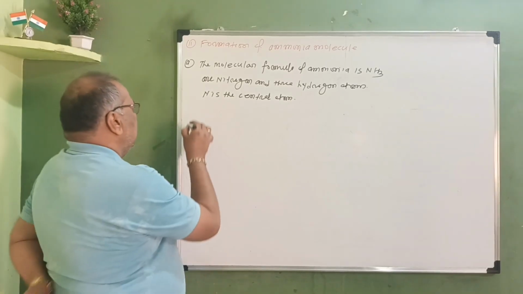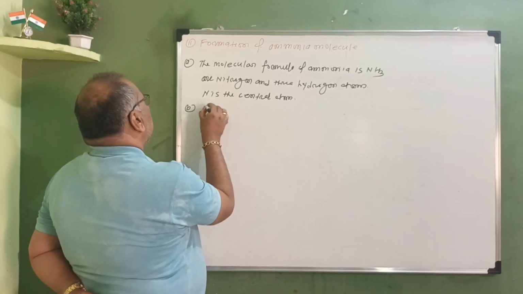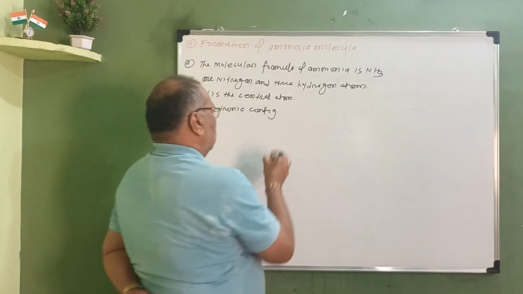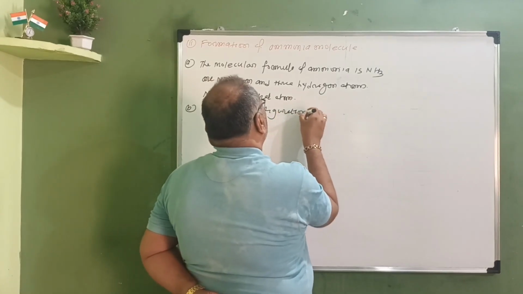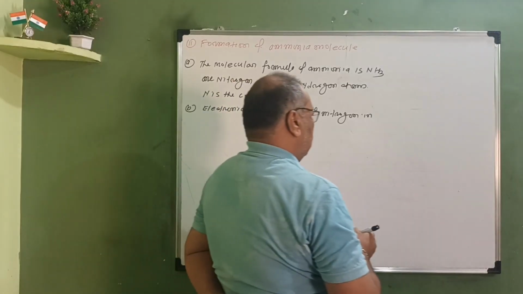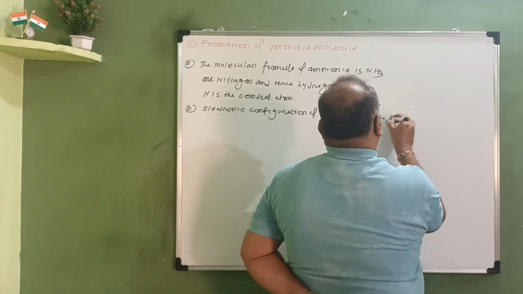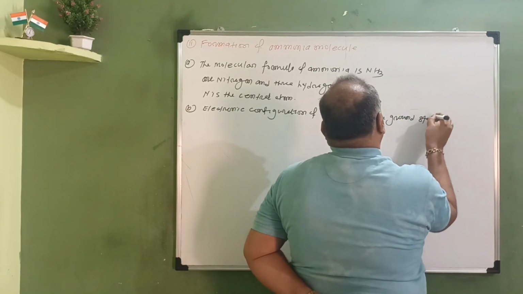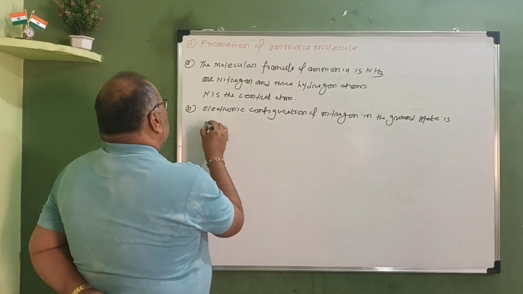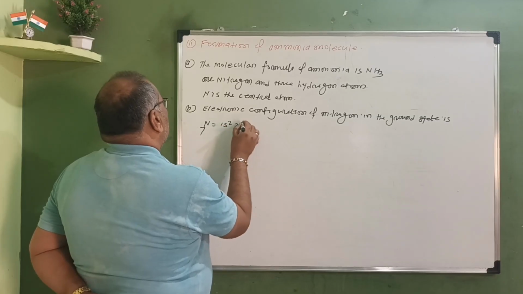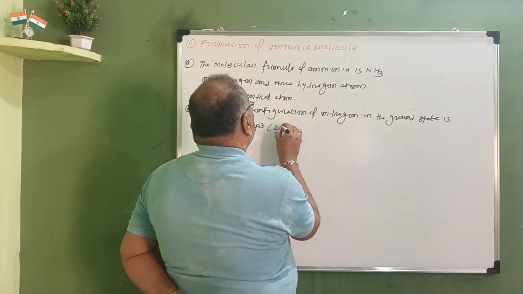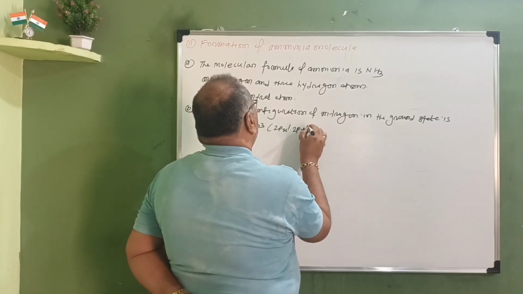Now write down second step. Electronic configuration of nitrogen in the ground state is, here write down N 1s2 2s2 2p3, that means here apply the Hund's rule, that is 2px1 2py1 and 2pz1.